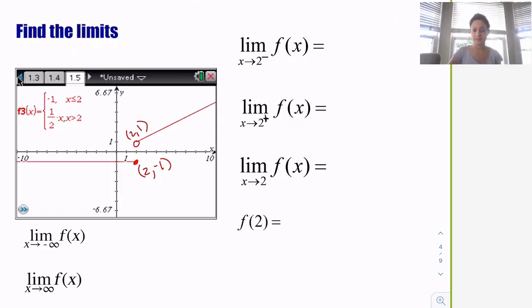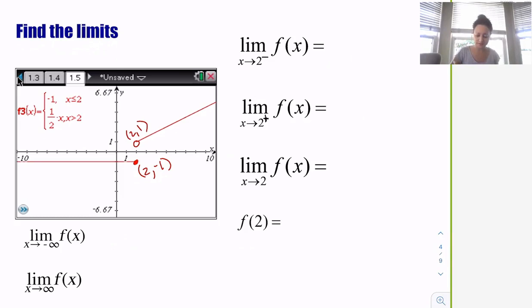Alright, so let's try a problem. I'm not going to put a prompt on the screen because the prompt is going to block the whole screen, but do me a favor and just pause the video right now and copy both the graph and all the questions for me. Okay, so let's try these together.